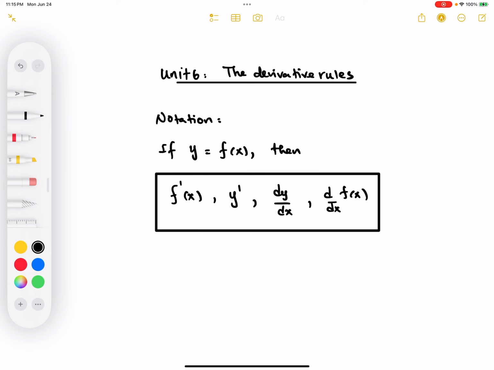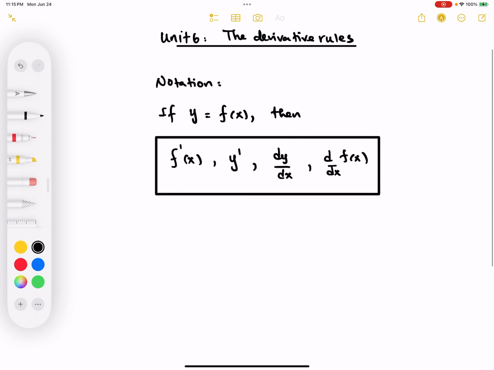So please don't be confused if we use f prime of x, or y prime, or dy by dx, or d by dx of f of x. These are notations for the derivative. Now we start with the constant rule.